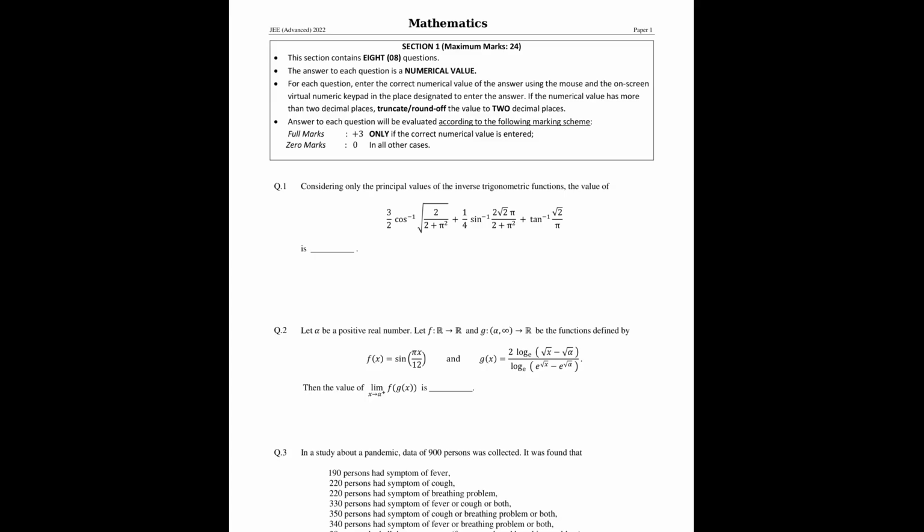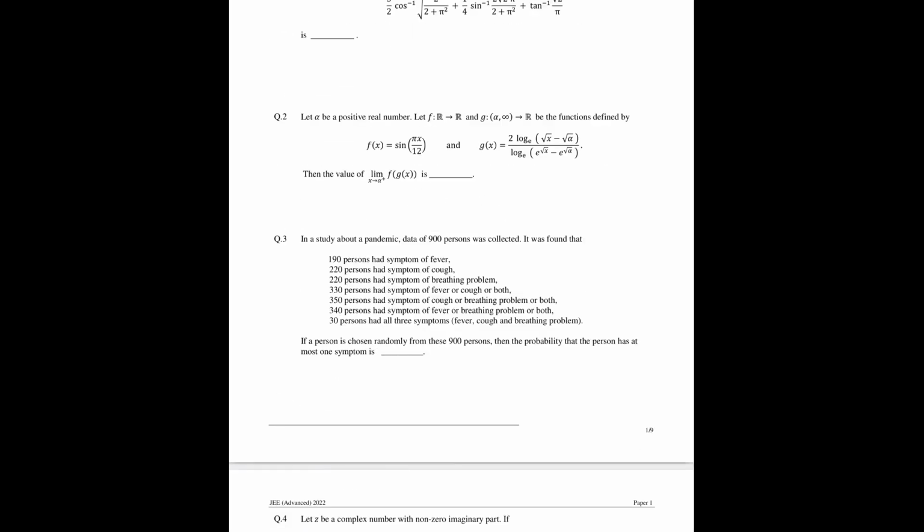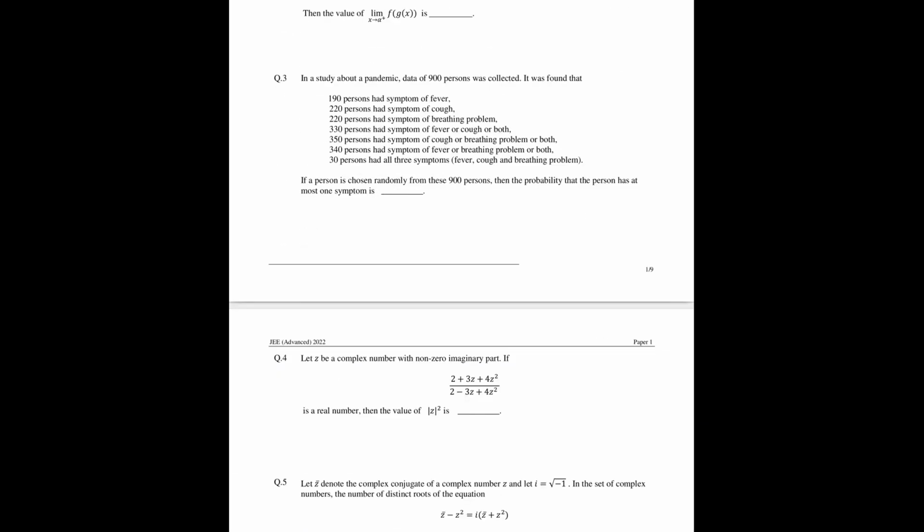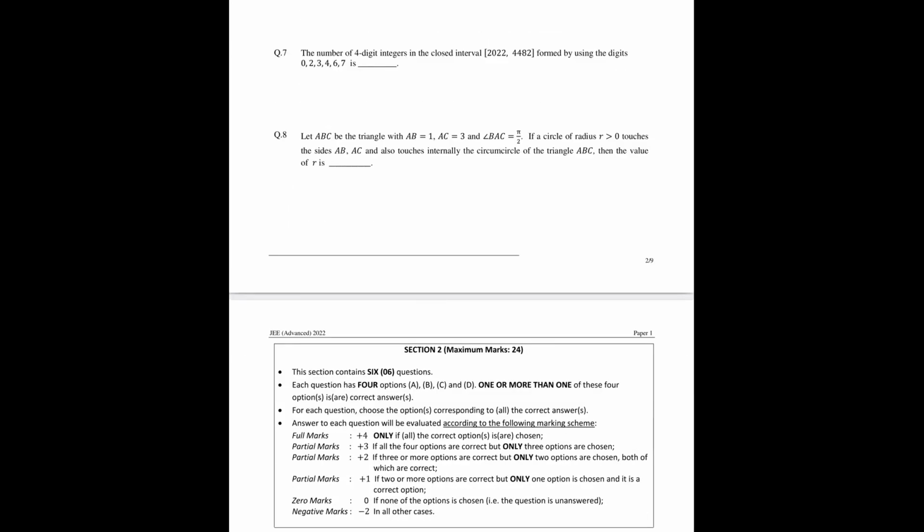This is the maths paper, let's look at it. It has section 1 with 8 questions, and the answer to each question is a numerical value to 2 decimal places. Section 2 has 6 questions and each question has 4 options. You get full marks if all correct options are chosen, partial marks if you chose some of the correct options, and negative marks if you choose an incorrect option.